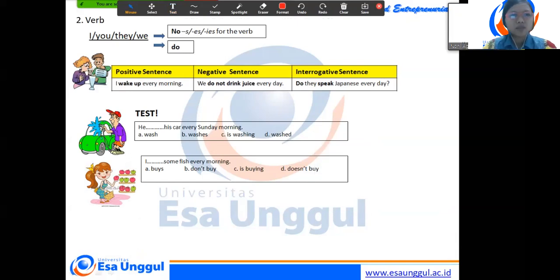Next, if the subject are you, they, and we, we don't need to put s, es, or ies for the verb. So you just say, I wake up every morning. For the negative, you just put do and not. For example, we do not drink juice every day. For interrogative, you can say, do they speak Japanese every day? If yes, you can say, yes, they do. If no, you can say, no, they don't.